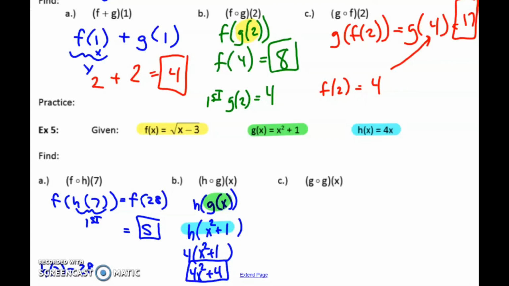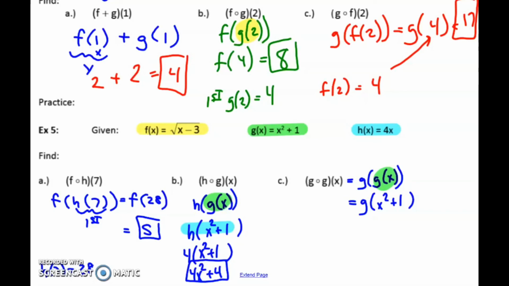So our last one here, g of g of x. This is kind of interesting. This is going to be g of g of x. So the first thing I need to do is this. Plug in your expression for g of x. Okay, well that's going to be g of x squared plus 1.